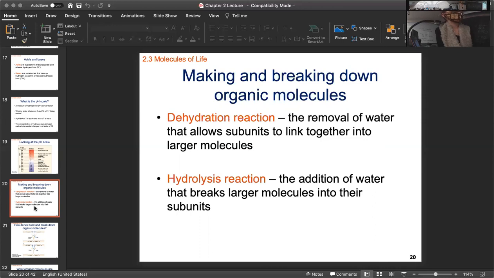The other thing I'd like you to know from this slide is a hydrolysis reaction. This is the opposite of a dehydration reaction. This is the addition of water that breaks larger molecules into their subunits. So the way to remember these two is if you're really dehydrated, what do you do? You either go get some water, or you're going to have to go to the hospital and get an IV. So dehydration is the removal of water. When I'm really dehydrated, you get cotton mouth. Hydrolysis reaction is the addition of water. It breaks larger molecules into their subunits. Hydrolysis, hydro, water, adding of water. So that's the difference between those two.